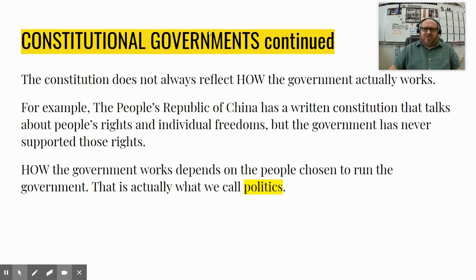So the Constitution doesn't always say how the government is going to work. That's what we call politics. That's left up to the people who end up being in the government and running the government. They say how it's going to work, and we call that politics. So you've heard the word politics, political a lot. That refers to how government is run by the people.